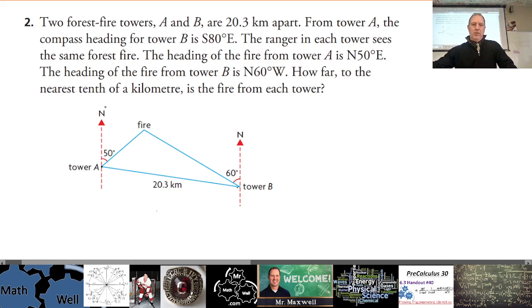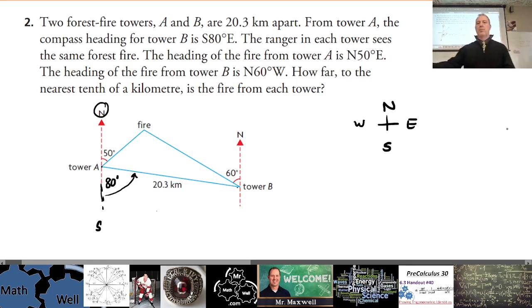So if this is north, that means this is south down here. So if we go 80 degrees east, this is where 80 is. Okay, so that's south, and then you head towards the east. Remember, it's north, east, south, west. Never eat shredded wheat. Although I like shredded wheat, that's just a memory thing from when I was in elementary school. So south, and you go 80 degrees east.